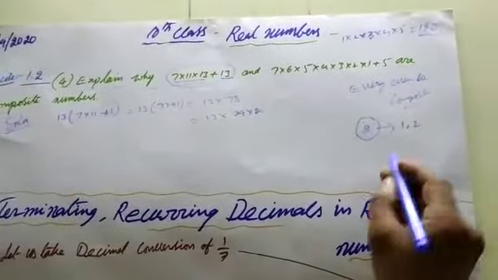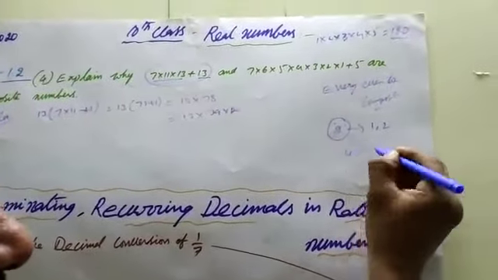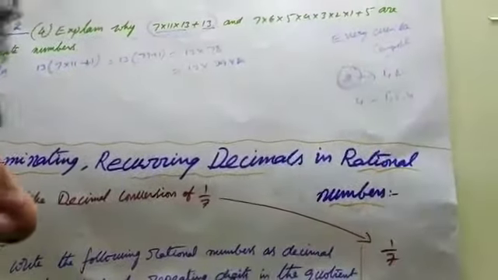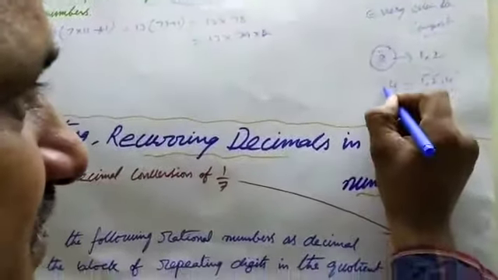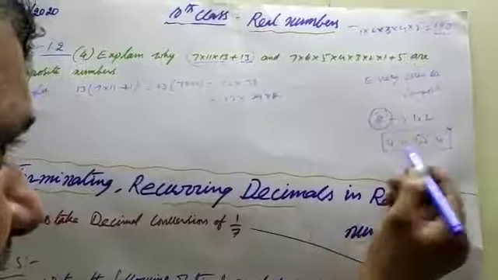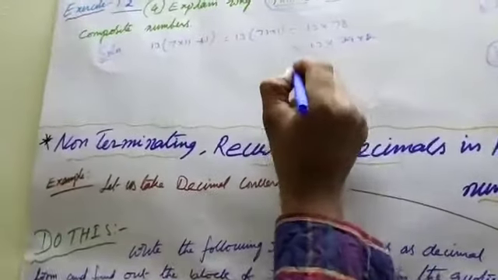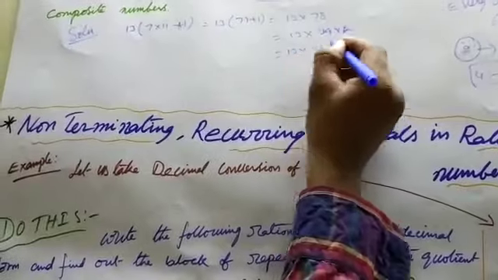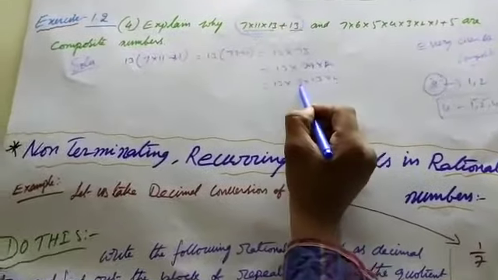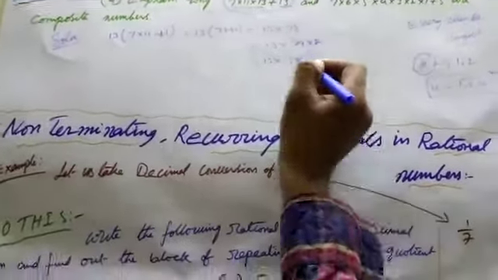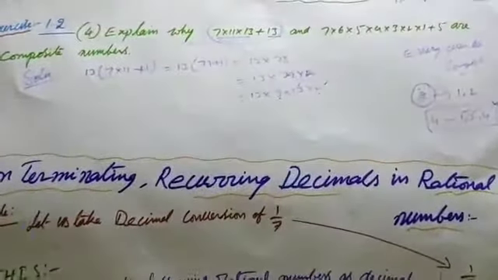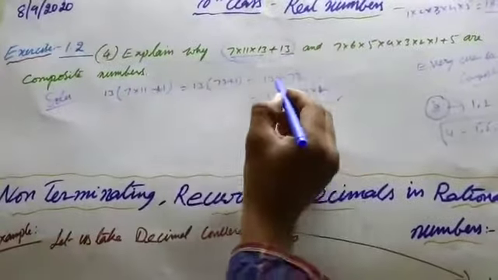At the same time, the least composite number is 4. Why? Because the factors of 4 are 1, 2, 4, three factors. This is a composite number. The smallest composite number is 4. Therefore, here, 13 into 3 into 2: 2 is a prime number, 3 is a prime number, 13 is a prime number. How many factors are there? Above 3. So this number is a composite number.